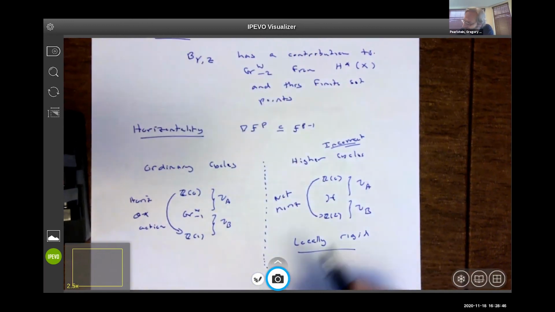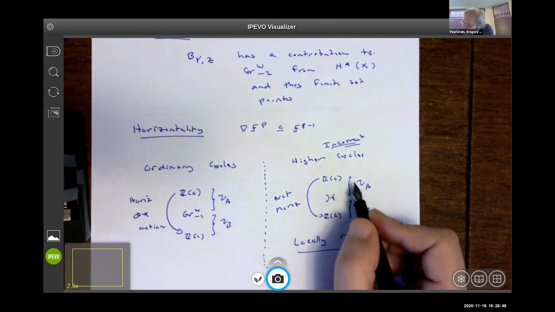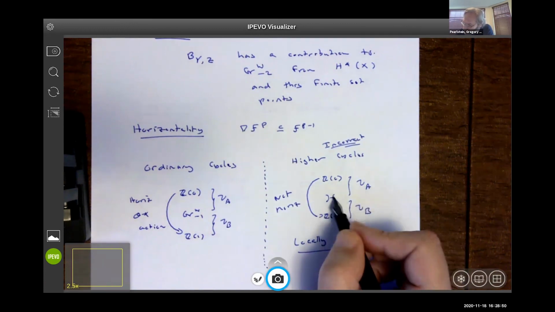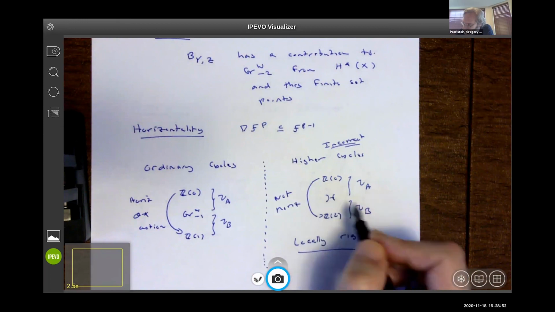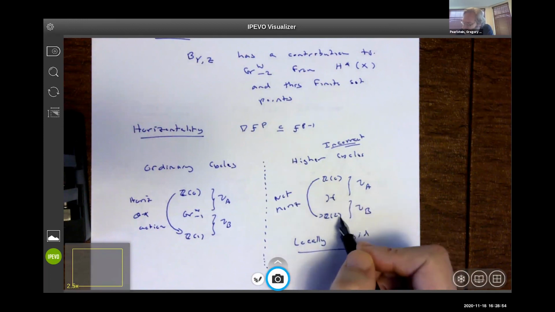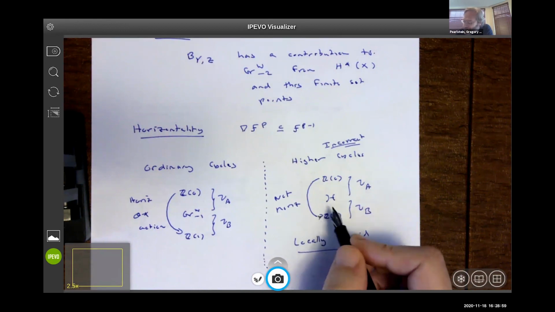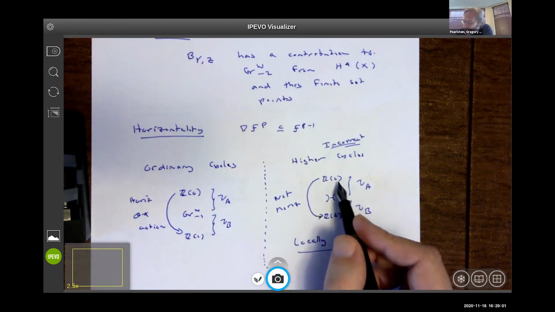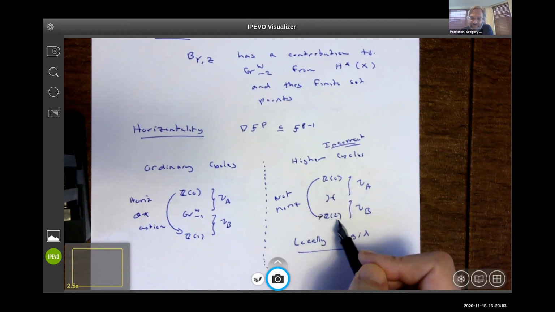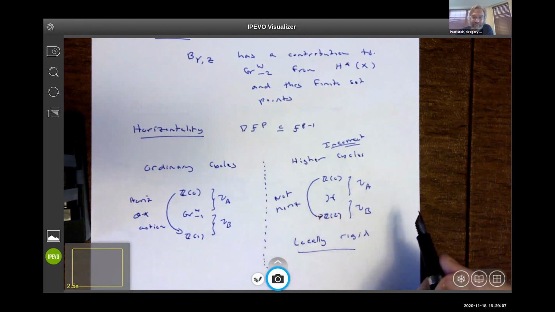If I were to take higher cycles, once I fix this extension from Z of 0 to weight -2, and this extension from weight -2 to weight -4, the only thing that's left for me to do is mess with the extension from Z of 0 to Z of 2. But that is locally rigid, right?